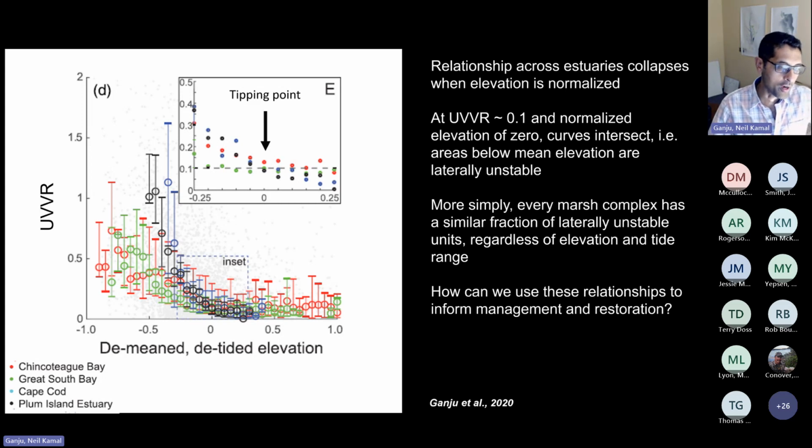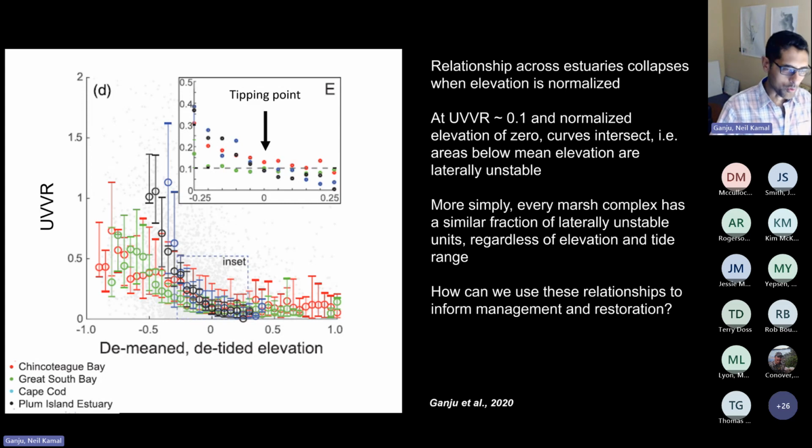And what we found was that all 4 estuaries collapsed to the same relationship between the UVVR and the elevation. What you see up here in the top right is all that noise taken away, just looking at the bin average data points. At 0 elevation, which means the mean, anything above 0 is a unit above the mean elevation of the estuary, and anything below 0 is below the mean. We find that they all had a similar distribution, and that tipping point happened at about 0.1. So again, we have evidence that there's something about that value where you tend to have instability lower in the tide frame, to the left, and stability to the right.